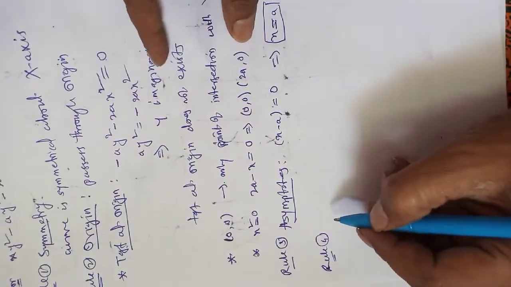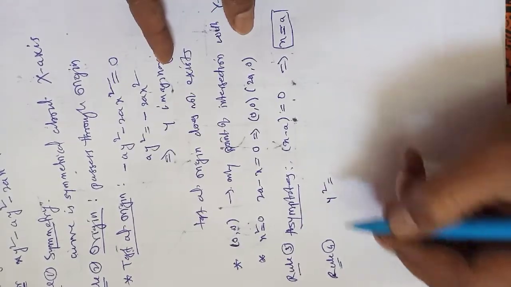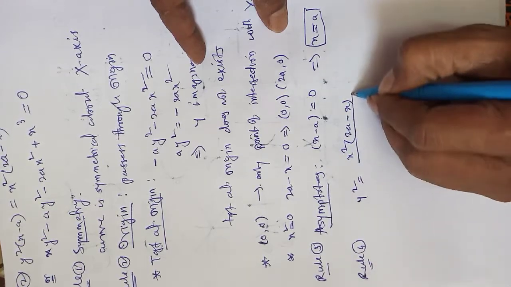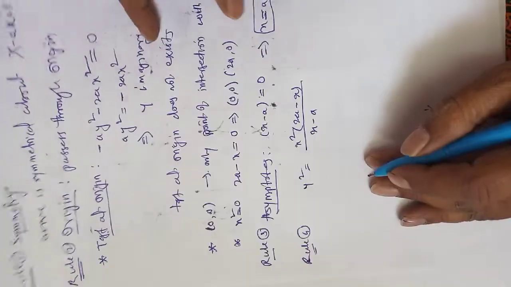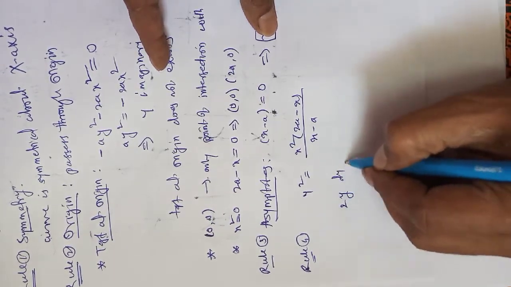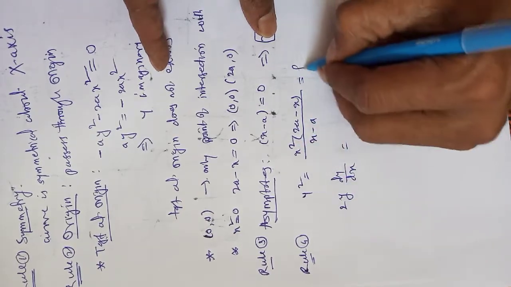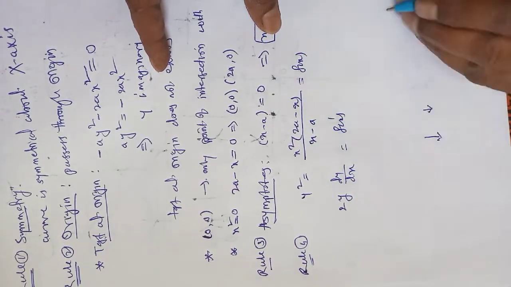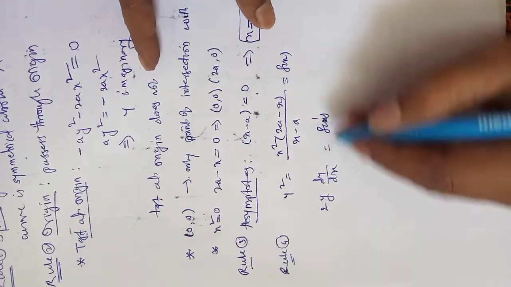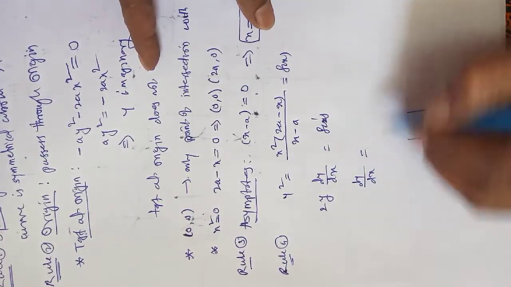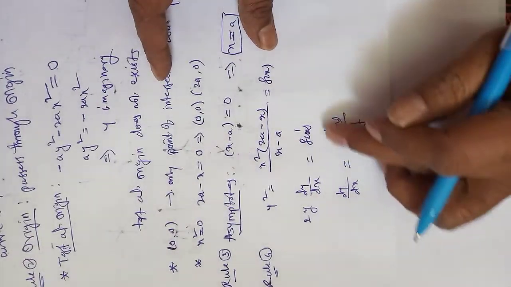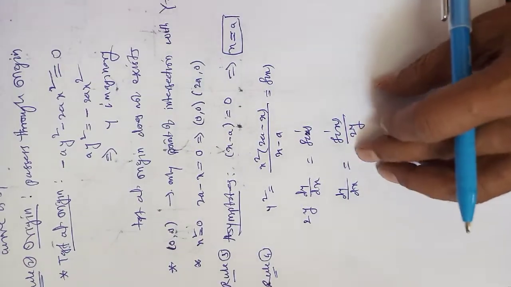Okay. So we'll find out dy by dx there. So we'll write y square equals x square into 2a minus x divided by x minus a. So differentiating this with respect to x. So we'll have 2y into dy by dx equals, if this is f of x, then take its derivative. You can do it later on. So we'll have dy by dx equals f dash of x divided by 2y. Okay, so I'm not interested here to find out this f dash x. You can do it.